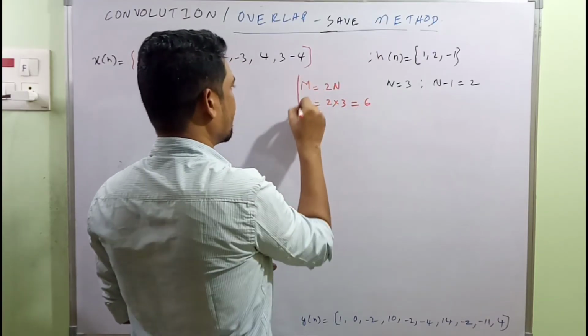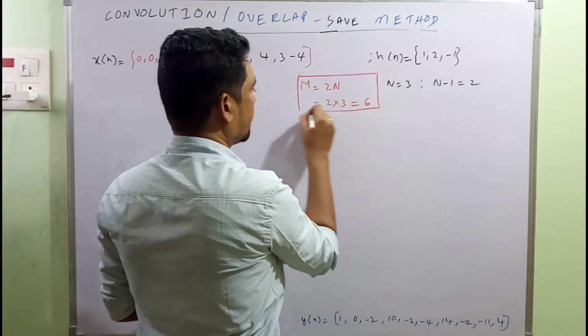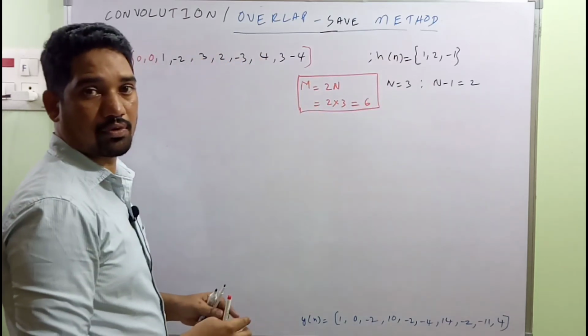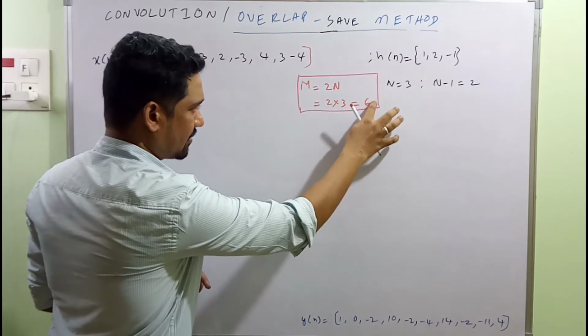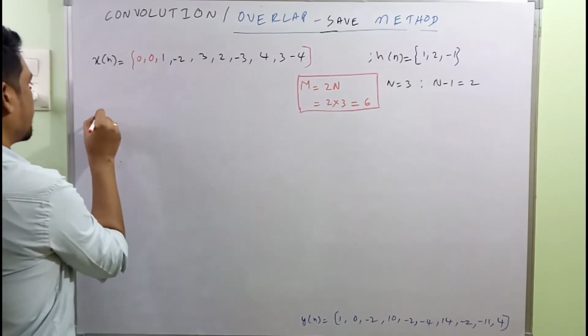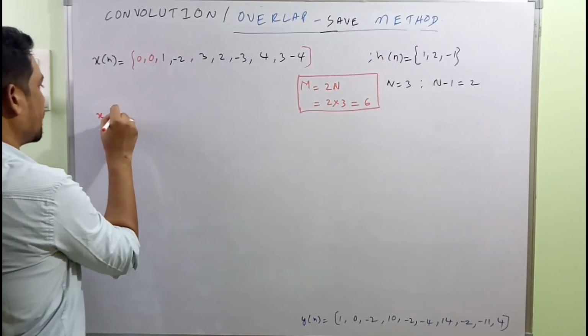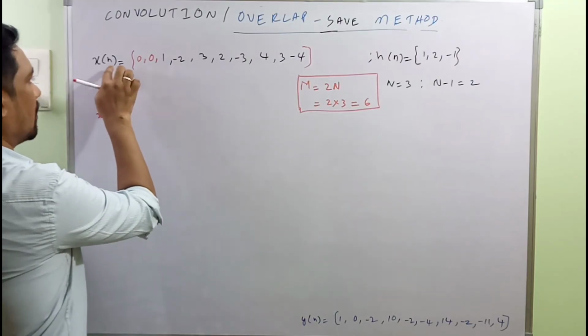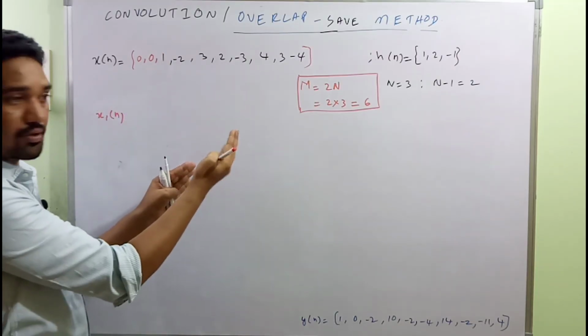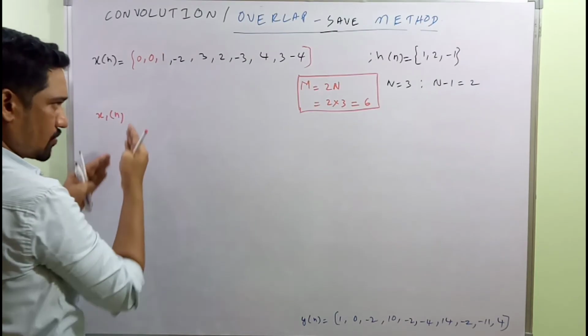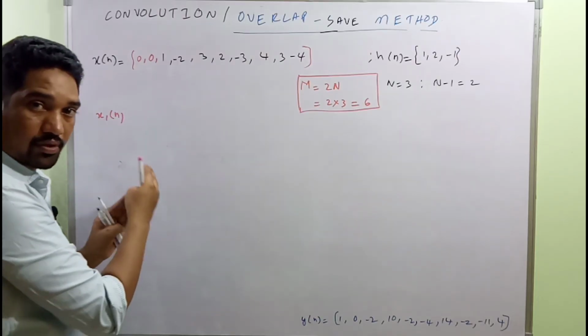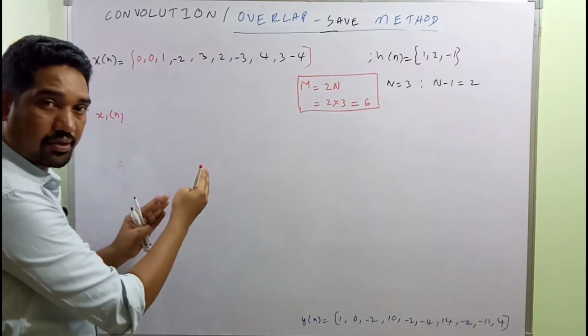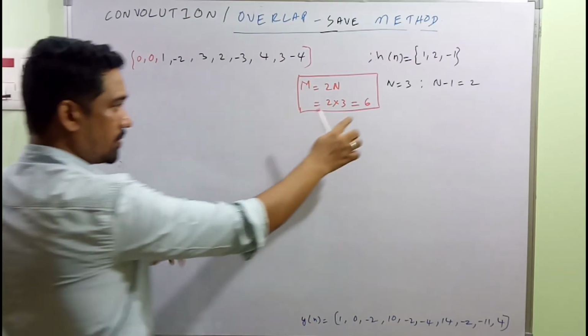What does it say? What do we make use of here? The length of x1 should be the length again. We need to cut this x of n into pieces, right? It should be divided into x1 of n, x2 of n, x3 of n. The length of x1 of the fragmented x of n should be this one, m.